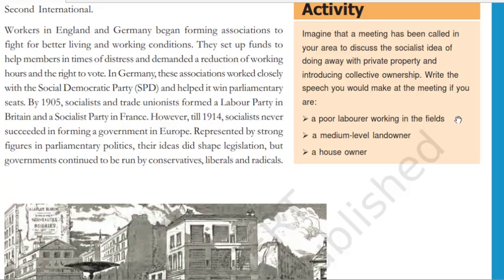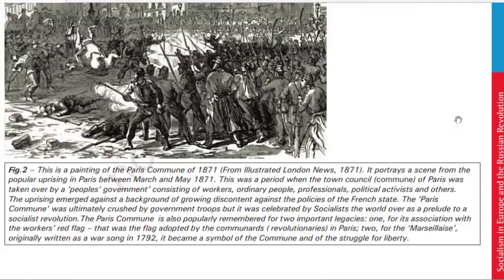However, till 1914, socialists never succeeded in forming a government in Europe. Represented by strong figures in parliamentary politics, their ideas did shape legislation, but governments continued to be run by conservatives, liberals and radicals.